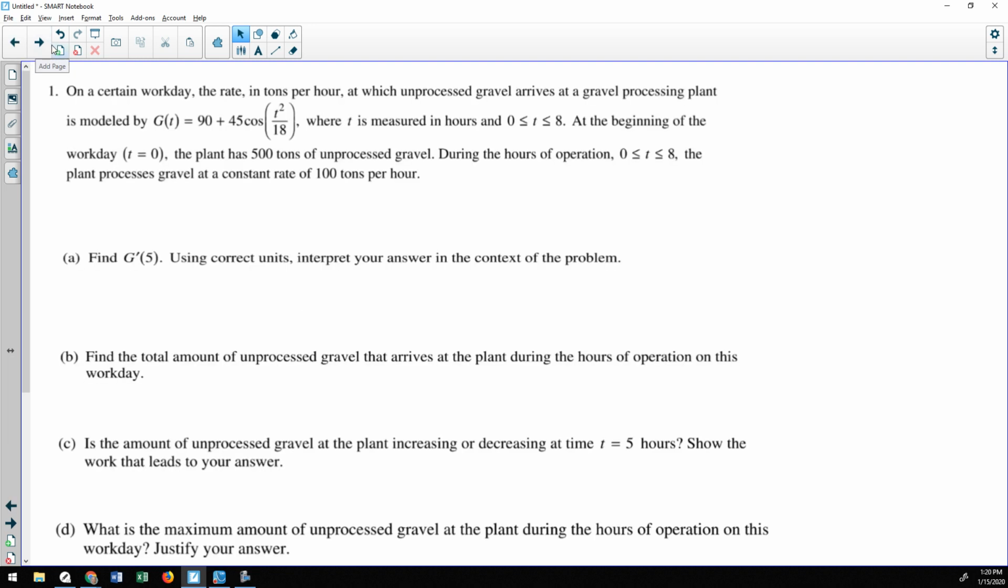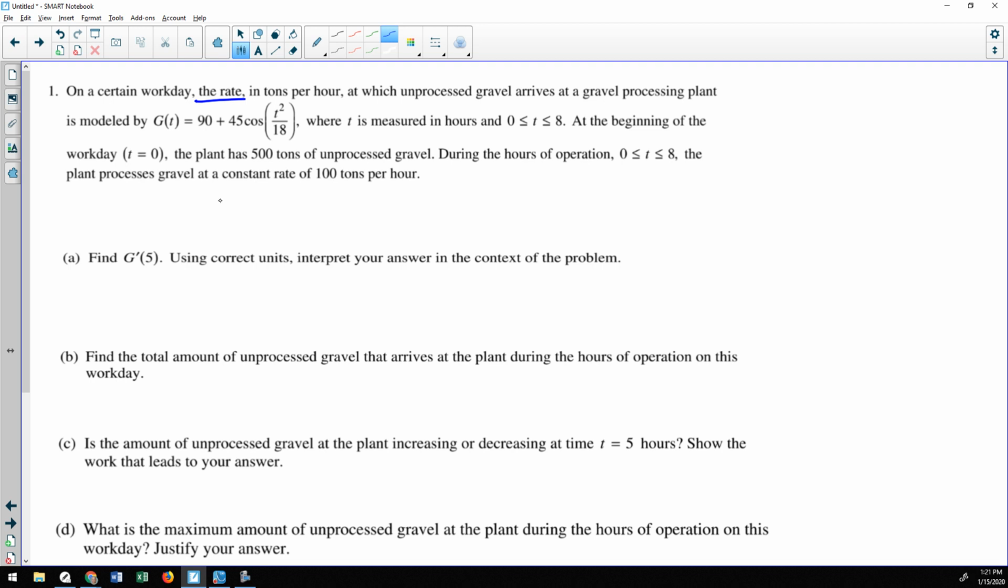So in this problem, we have a gravel processing plant, and it tells you that gravel is arriving at a rate, and pay attention that this is the rate that gravel is arriving, given by the function g on the interval 0 to 8. They give us an amount at the beginning of the day, 500 tons, and then they tell you that gravel is being processed at a rate of 100 tons per hour.